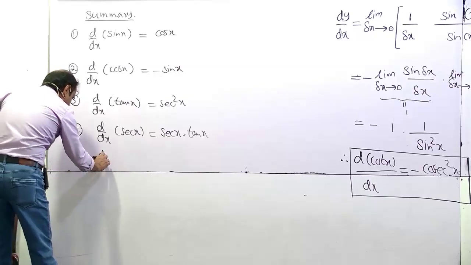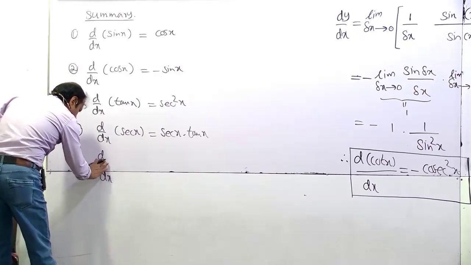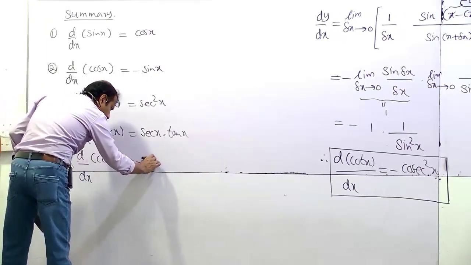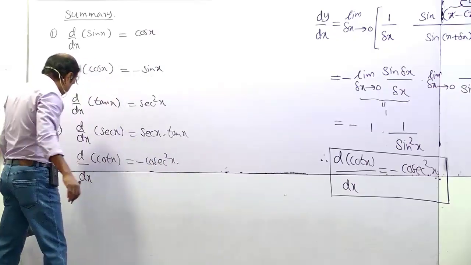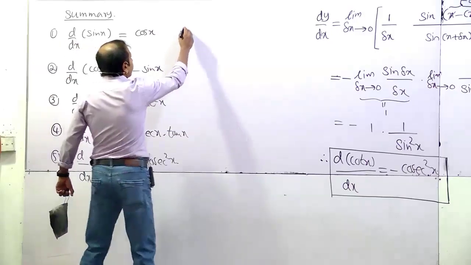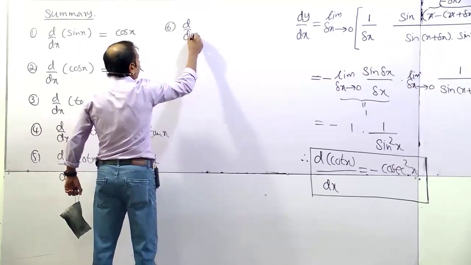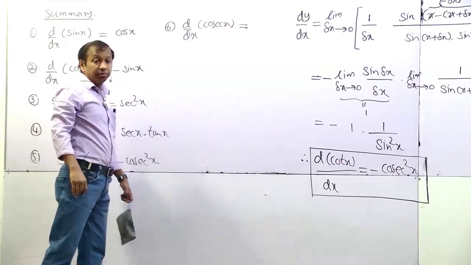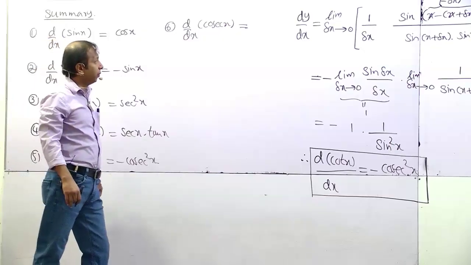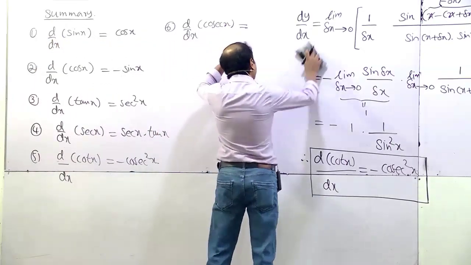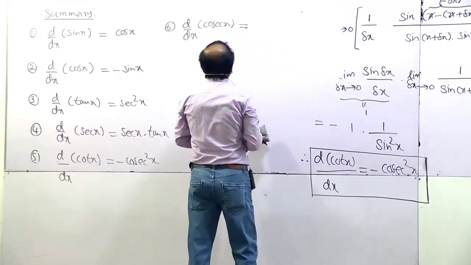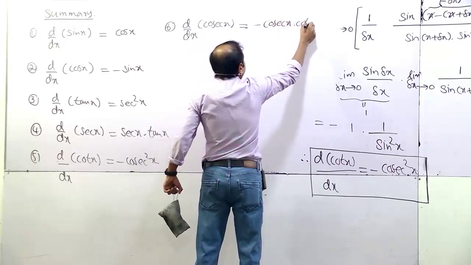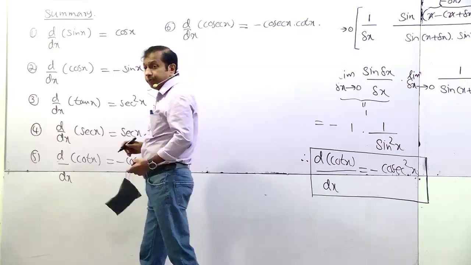Number 5, derivative of cot x is minus cosec squared x. Number 6, derivative of cosec x, what is that? Minus cosec x cot x, correct? Minus cosec x cot x.